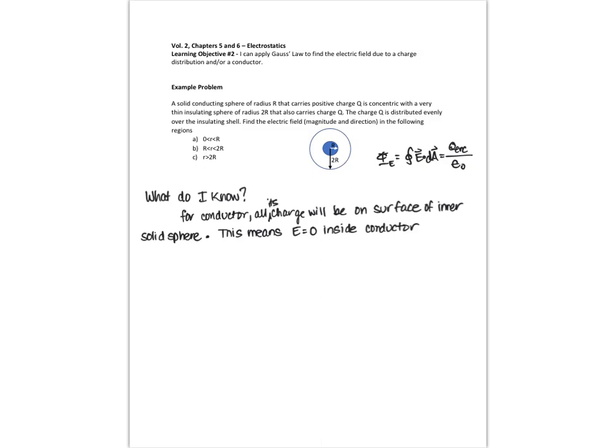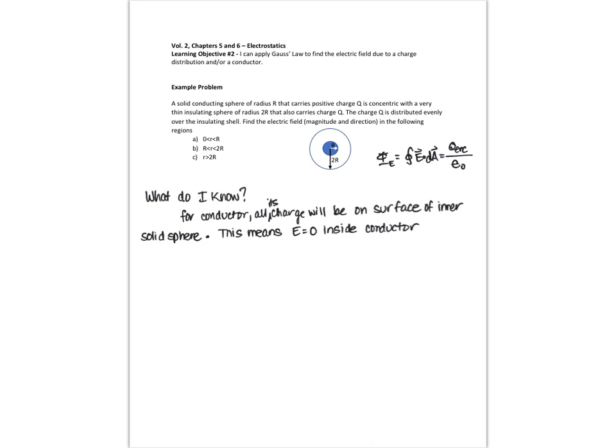All right, so here's our example for the type of problem we might see for learning objective 2 of electrostatics. In this one, we use Gauss's law to find the electric field, and it can be for a charge distribution on an insulator or a conductor. And so this problem has a combination of both.